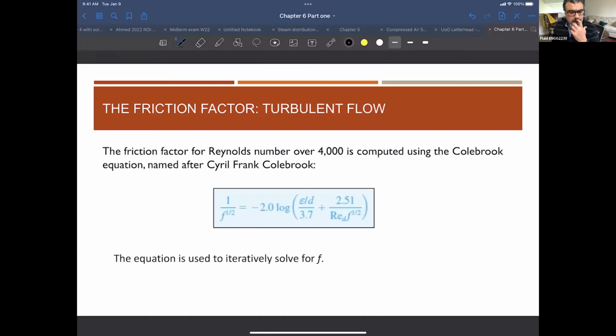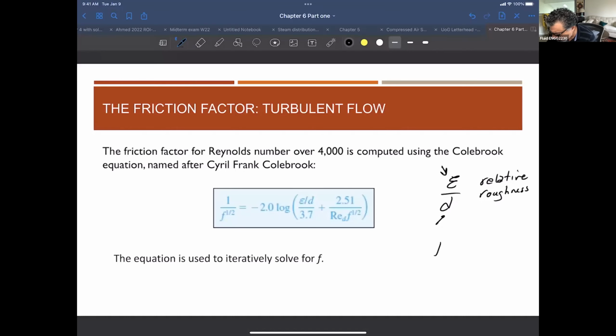Okay, so we have the Colebrook equation, right? It is basically developed by Frank Colebrook. What he did is he got lots of piping materials and piping diameters, and then he determined what we call epsilon over D. This is what we call relative roughness. So epsilon here is dependent on the machining of the pipe, the material of the pipe. D here is the diameter of the pipe. So this epsilon over D is a relative roughness.